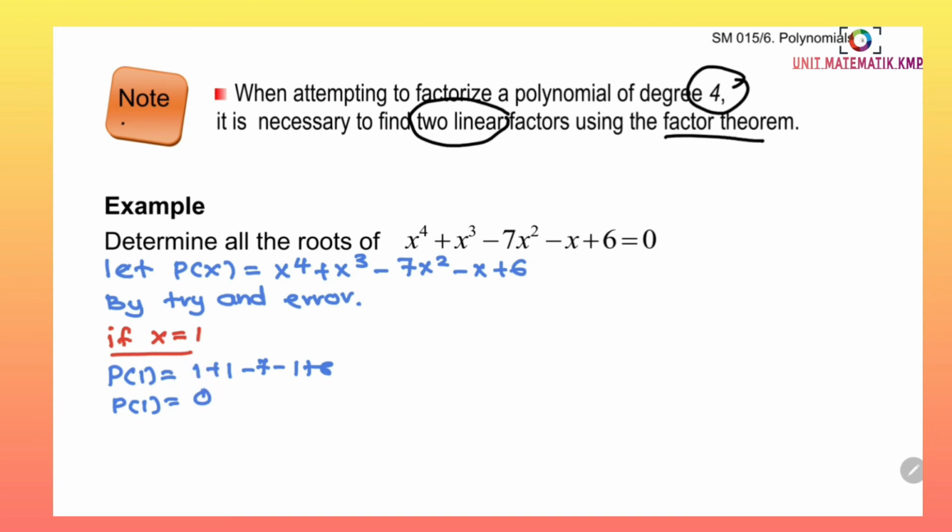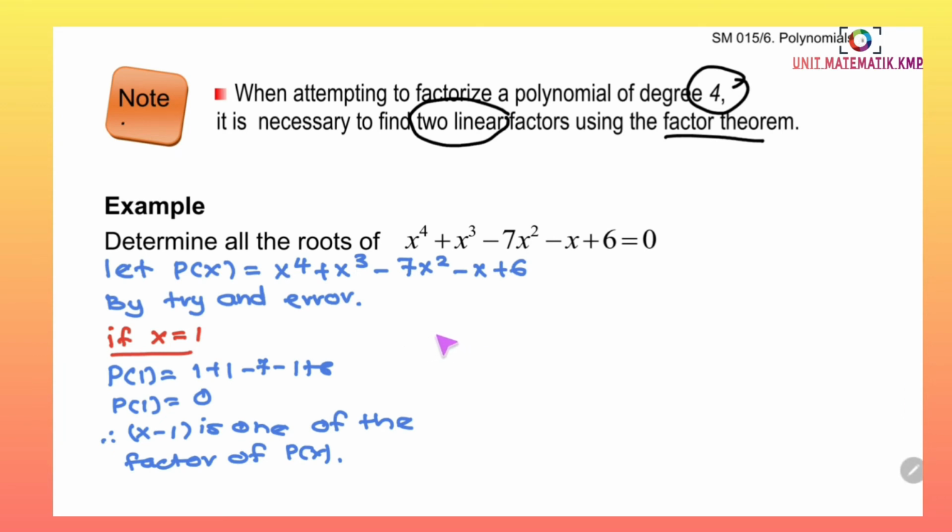Therefore we know that P(1) is equal to 0, which means that x minus 1 is one of the factors of P(x). So we already have one factor. We need to find the other factors. Okay, so let's try another number.